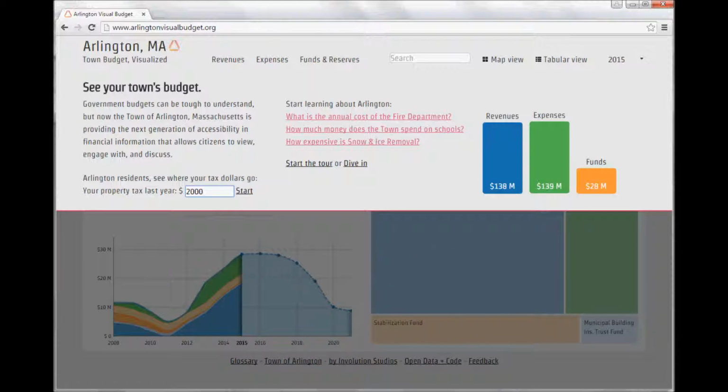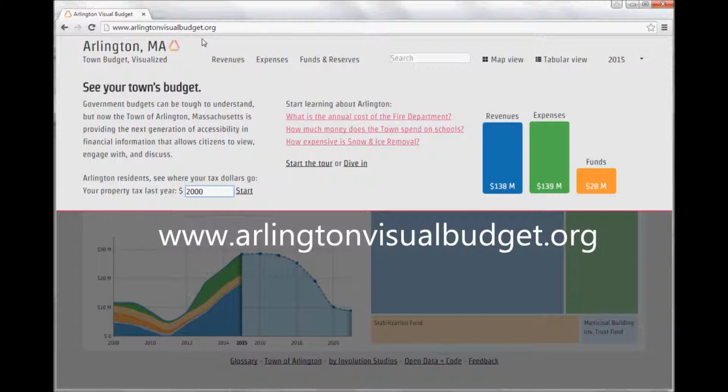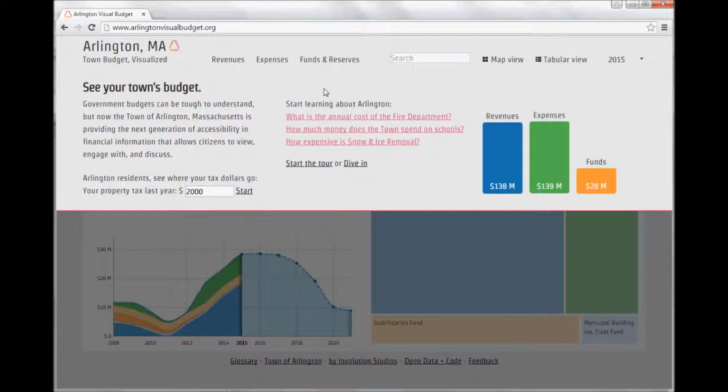Visual Budget was developed pro bono by Arlington's brilliant design firm Involution Studios, which worked closely with the town manager's office and volunteers to create this unique, award-winning visualization platform. Arlington Visual Budget can be visited at www.arlingtonvisualbudget.org.